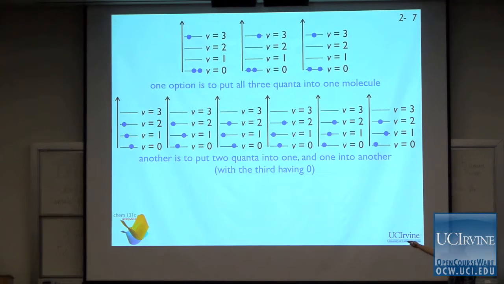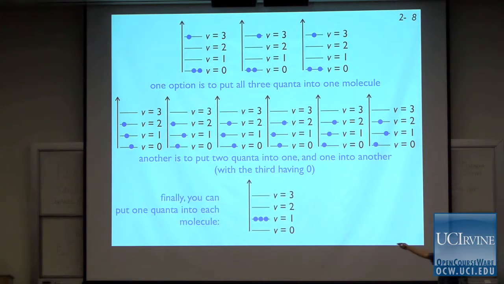We could also put two quanta into one of the molecules and one into another, leaving the third with no energy in it at all, and there are 6 ways to do that. Finally, we could just put one quantum of energy into each of the three molecules, and there's only one way to do that. I think you can see that intuitively.